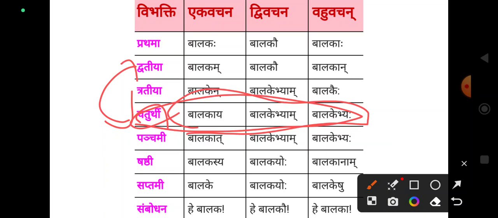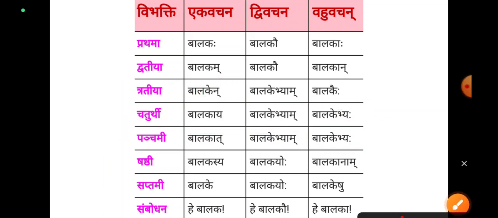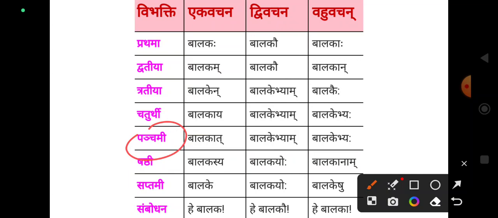Suppose you are giving something to a beggar, completely donating some money or some food to the beggar. That will come under Chaturthi Vibhakti, because you will not take back the food and money from that beggar. Now coming to Panchami Vibhakti, which will be from the plant, from the school, from the boy, like that. Balakat, from the boy. Balakabhyam, from the two boys. Balakabhyah, from the boys. When you are taking something from, or something is detaching from some object, that is called the fifth, Panchami Vibhakti.